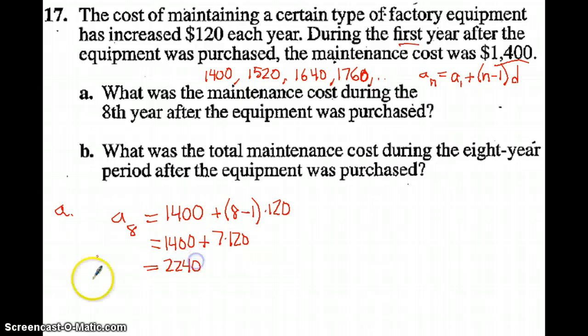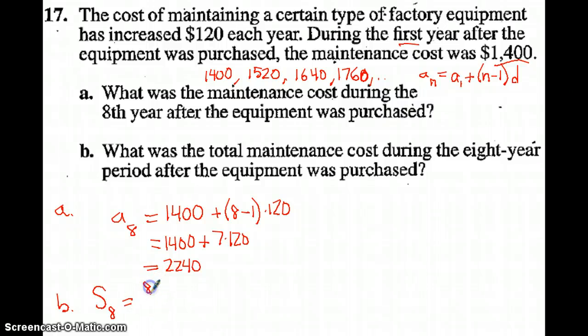Okay, part B. What was the total maintenance cost during the 8-year period after the equipment was purchased? So we're adding up all these: 1,400 plus 1,520 plus 1,640, and so on, counting this one as the last one. So we're actually adding all of the first 8. Well, this is easier than some of the questions we've done before, because by this time we've seen what the sequence looked like because of the way they asked the question. We've actually figured out that this is the 8th term. Sometimes you've had to figure that out. So this is kind of nice now that they've asked it this way.